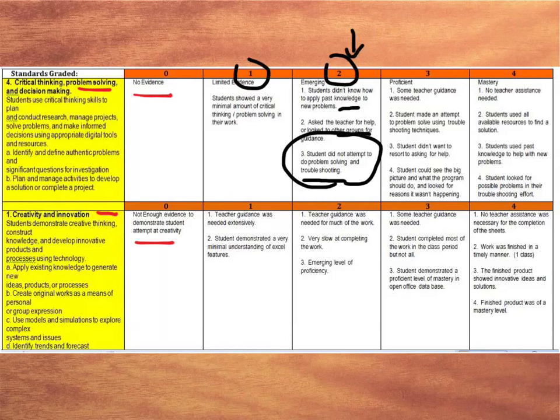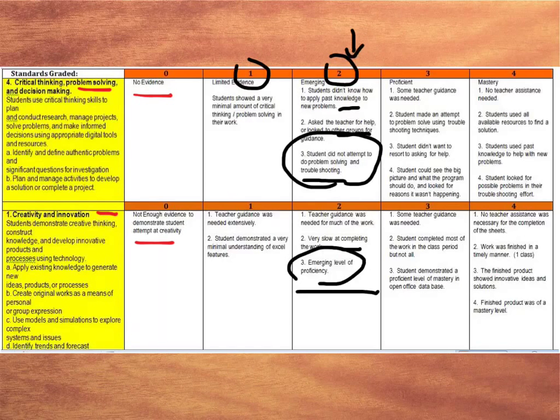Creativity and innovation: teacher involvement was heavily needed. Very slow at completing the work. That means basically you didn't know what you wanted to do, and that's why it took you a long time to get it done. Okay, so that really shows an emerging level of proficiency.